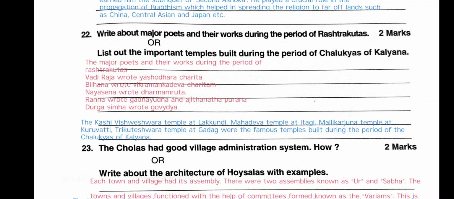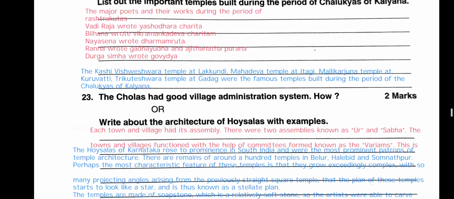Write about major poets and their works during the period of Rashtrakutas. The major poets and their works during the period of Rashtrakutas were Vadiraja wrote Yashodhara Charita, Bilhana wrote Vikramadeva Charitam, Nyayasena wrote Dharmamruta, Ranna wrote Gadayuddha and Ajitanatha Purana, Durgasimha wrote Panchatantra.